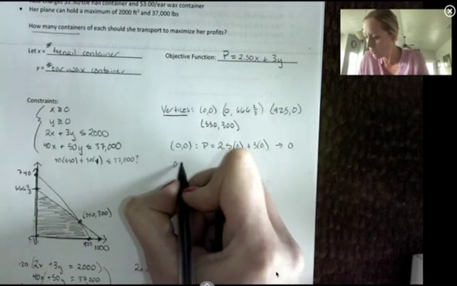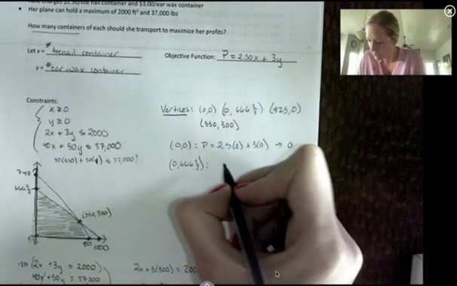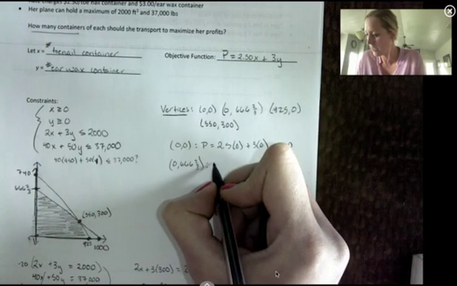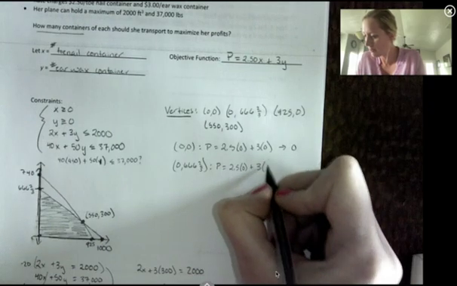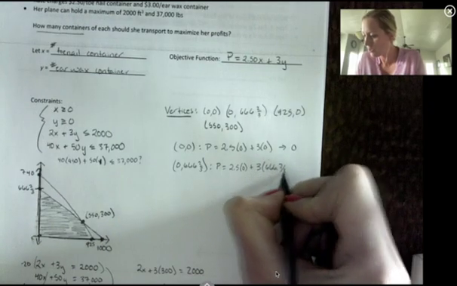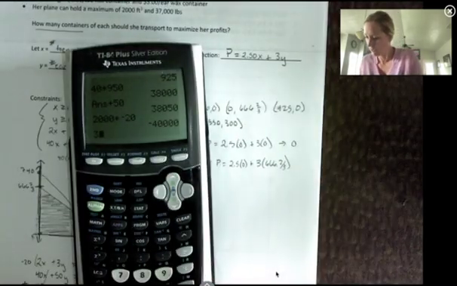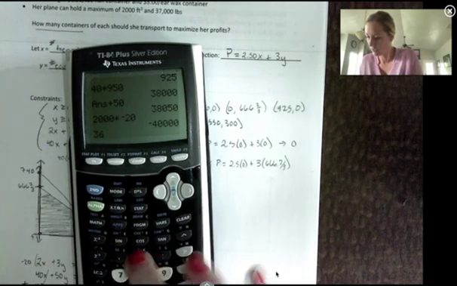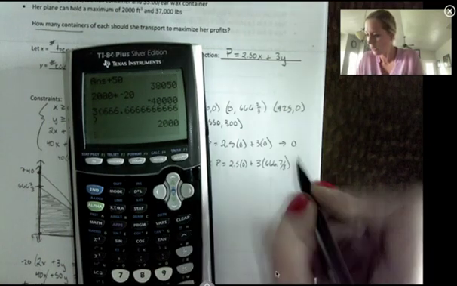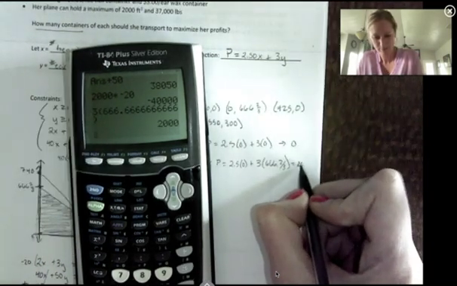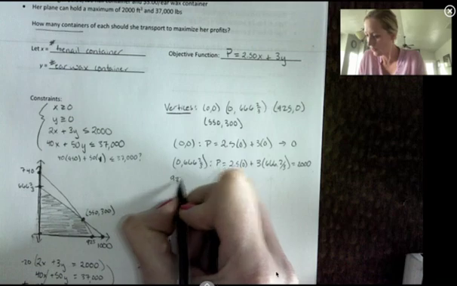Plug in 0, 666 and 2/3. So we have 2.5 times 0 again, which isn't going to give us anything. 3 times 666 and 2/3, and I'm just going to add on a lot of 6s there. All right, so we get 2,000. All right, now we are plugging in 925.